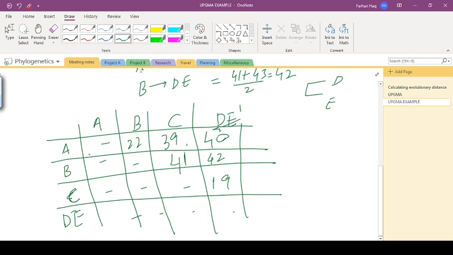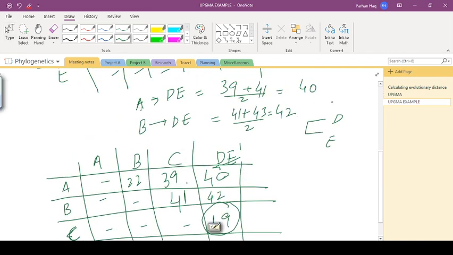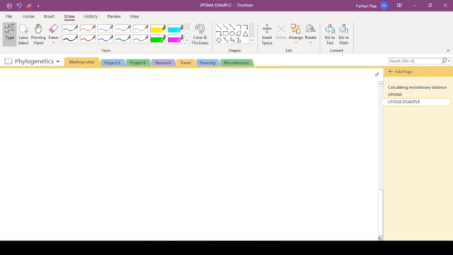Now, from decreasing similarity, we know the most closely related species or sequence in this cluster is C to DE. Here you can see C to DE is 19, which is the minimum number. So again we make a new cluster, and the tree will be C, D, E. Now we have added another cluster into the tree, and the matrix will look like this. Just follow this so that you don't have to worry about it in future.